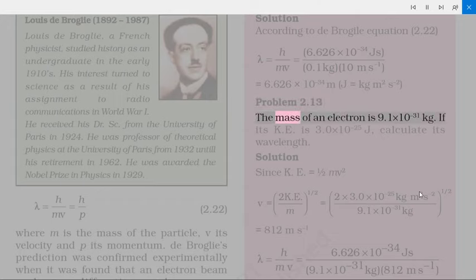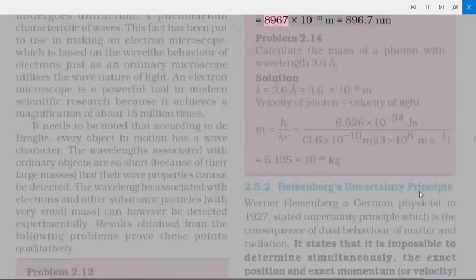Problem 2.13. The mass of an electron is 9.1 times 10^-31 kg. If its kinetic energy is 3.0 times 10^-25 J, calculate its wavelength. Solution: since KE = 1/2 mv^2, v = 812 m/s. Lambda = h/mv = 6.626 times 10^-34 J s divided by 9.1 times 10^-31 kg times 812 m/s = 8967 times 10^-10 m = 896.7 nm.